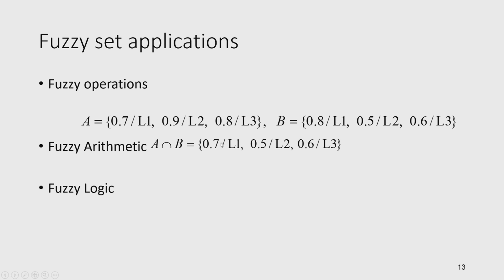So the common value is 0.7, and here it is 0.9 in one set and 0.5 in another set. So L2 gets membership grade 0.5 in the intersection, and similarly L3 has 0.8 in one set and 0.6 in the other. So in the intersection it gets 0.6. Based on fuzzy set theory, there is also fuzzy logic.